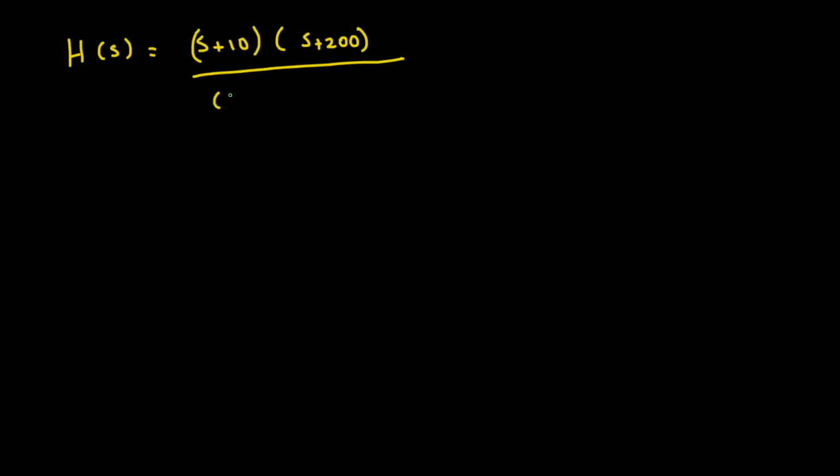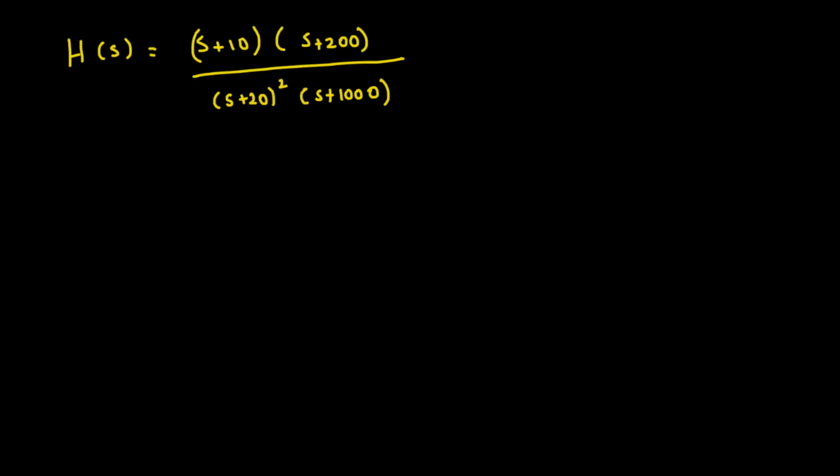How to draw a Bode plot from a transfer function. Let's say we have a transfer function that is given like this: H(s) equals (s + 10) times (s + 200), divided by (s + 20) squared times (s + 1000). Okay, this is our transfer function.